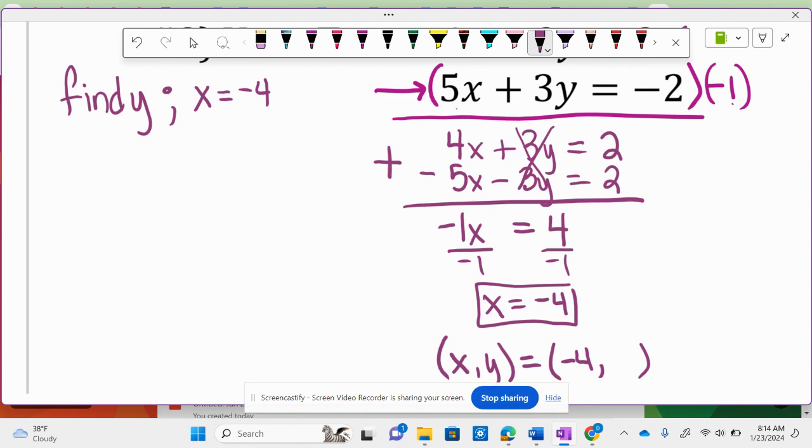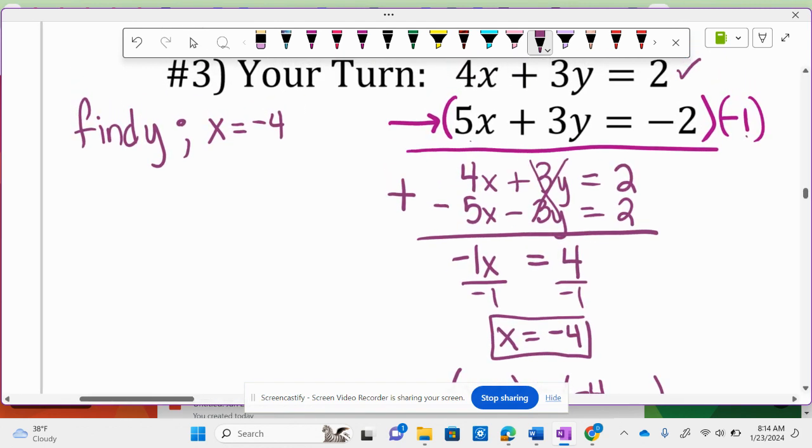Do you want to plug that x equals -4 into the first equation or the second? And we're going to use the originals, not the ones that we multiplied. Do you want to put it into the first one or the second one? Your choice. Matthew, what do you want to do? First one or second one? First one. Okay, so I'm going to rewrite it.